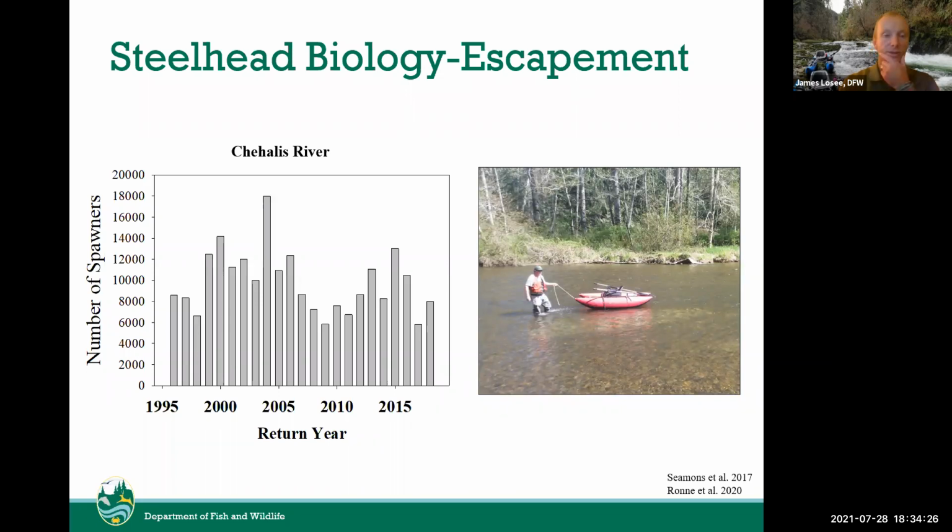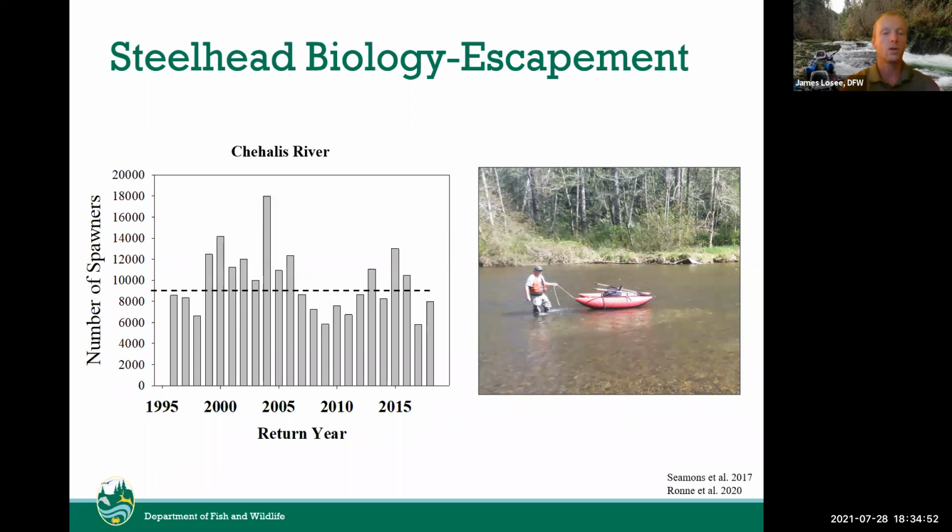This is the Chehalis River. And you can see there's these bars that are tall. These are years where there was a lot of steelhead spawning. And then we see these dips in steelhead abundance or escapement. So we can then put on top of this what our escapement goal is, the number that we're targeting to make it to the spawning grounds after fisheries. And for the Chehalis River, this is 8,600 fish.